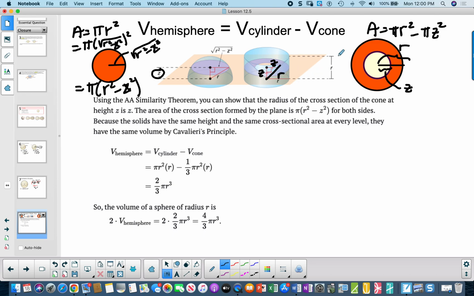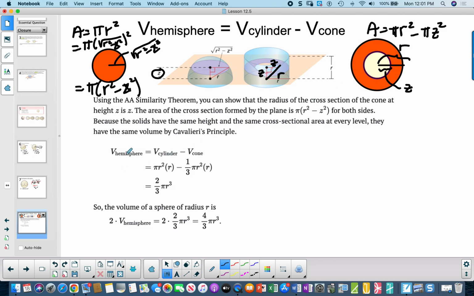So I'm going to take the area of the large circle, which has a radius r, minus the area of the smaller circle, which has a radius of z. And if you look at it, this area and this area are saying the same thing. You can just distribute the pi and they're saying the same thing.